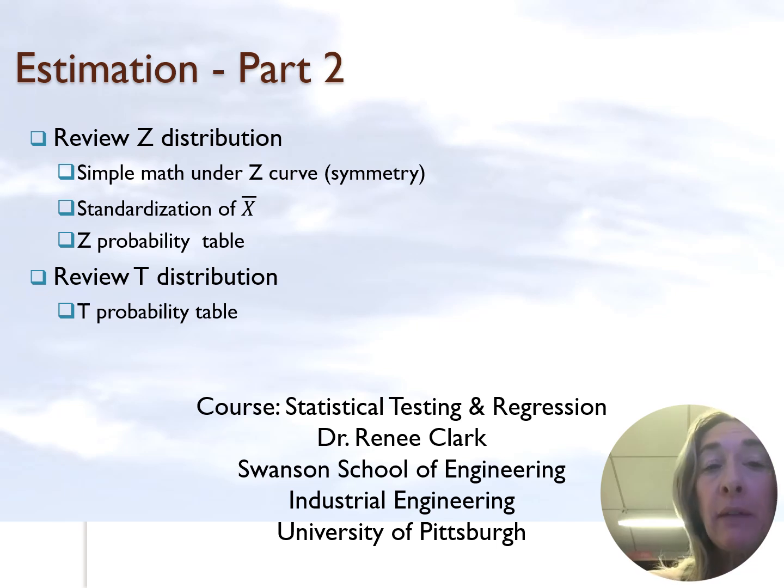Specifically, we're going to review the Z distribution, and within that review, we're going to cover simple math under the Z curve that is driven by symmetry. We're going to review standardization of the sample average, which I also call X bar, and we are also going to review use of the Z probability table. In addition, we are also going to review the T distribution and use of the T probability table.